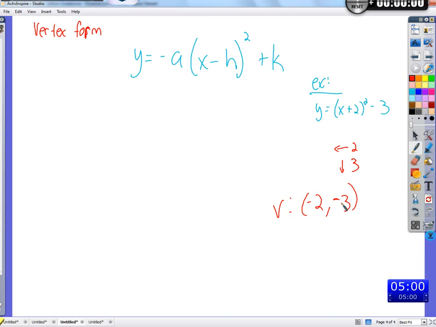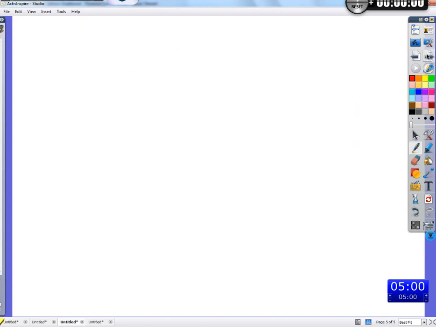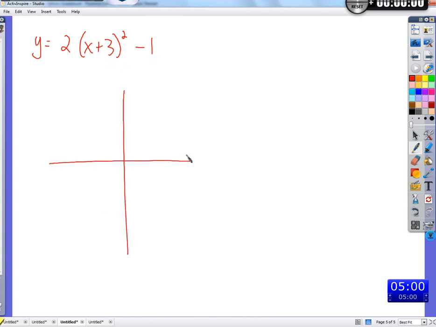Vertex form is nice because you can find the vertex. y equals 2 times x plus 3 squared minus 1. It's going to move left 3 and down 1. So the vertex is at left 3 and down 1: negative 3, negative 1.